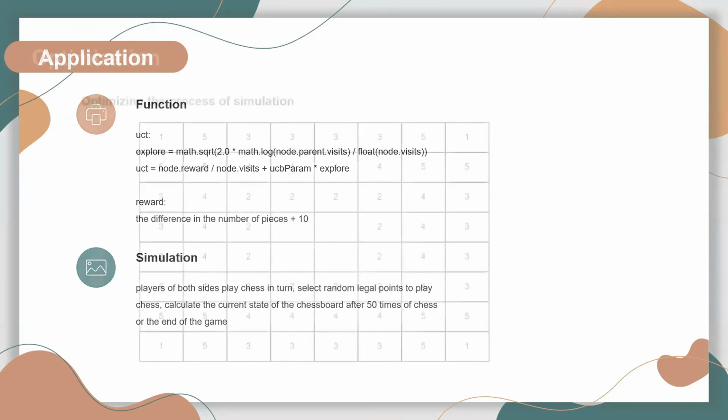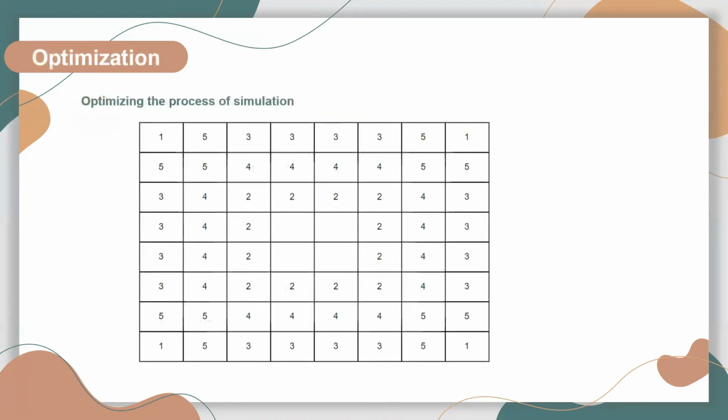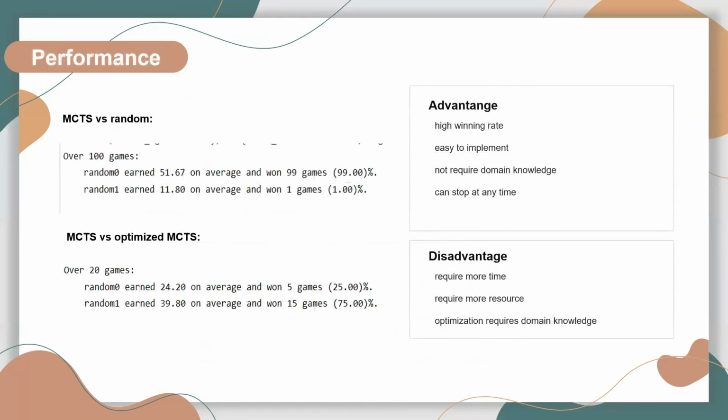Next page. So the players of both sides randomly choose legal actions for each move during the simulation process, which cannot guarantee stable results after the simulation. Therefore, the improvement is to prioritize actions and select the effective action with the highest priority for each move during simulation.